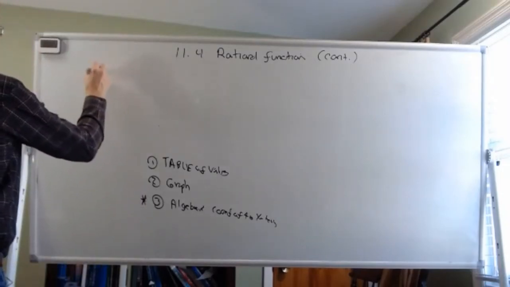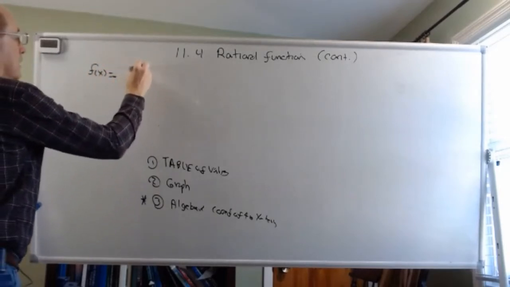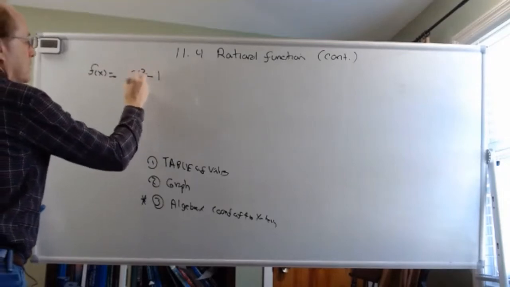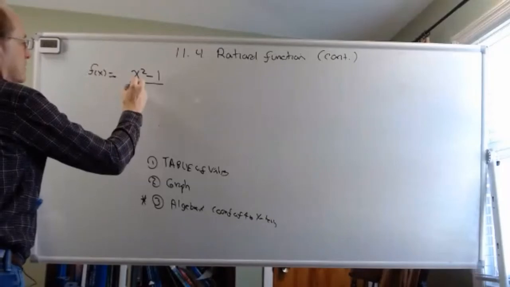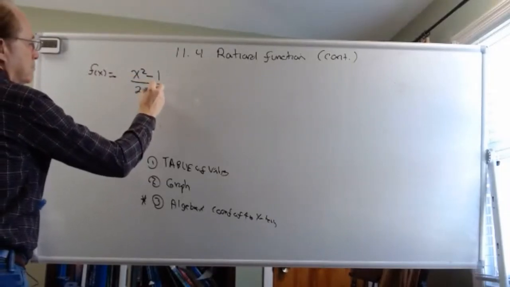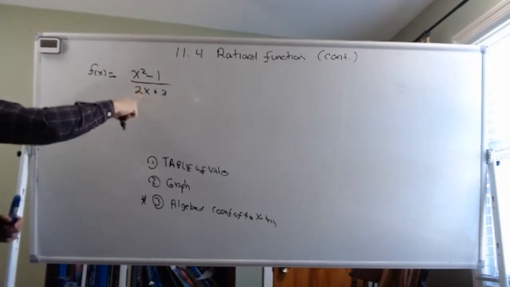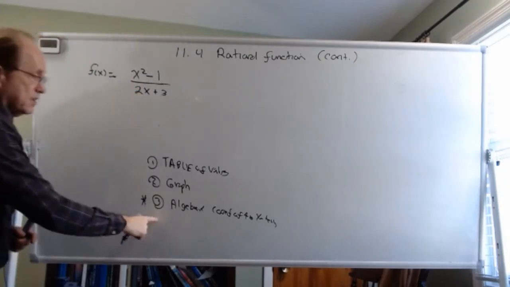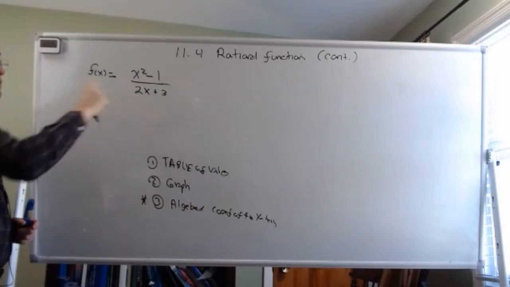I'm going to make this one up, just so you can kind of see. I have x squared minus 1 over, let's take this as 2x plus 3. Now, what I'm going to tell you, what we did earlier does not apply with the algebraic approach. It has to go with both of the x terms. So that's an example of a rational function.